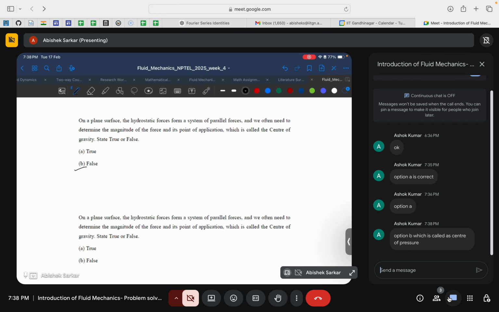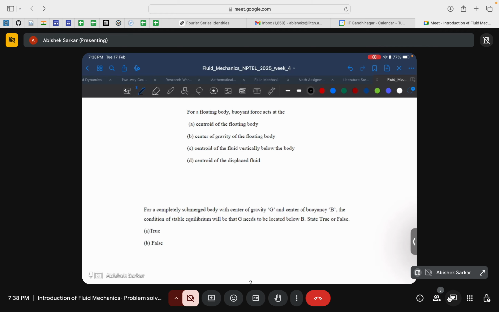I think this is already repeated, so we can skip it. Next question is, on a floating body, buoyant forces act at the center of the floating body, center of gravity of the floating body, center of the fluid vertically below the body, or center of the displaced fluid. Okay. So what would be the answer? Option D, correct. Right. So for a floating body, the buoyant forces actually act along the center of the displaced fluid and not the center of gravity of the object.